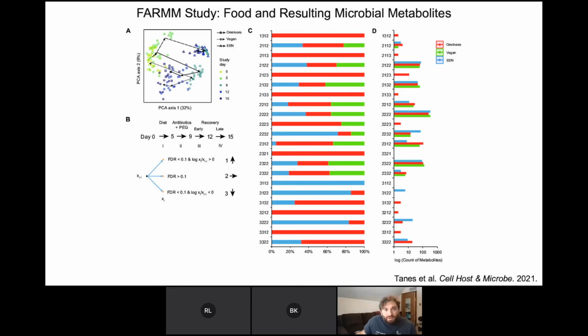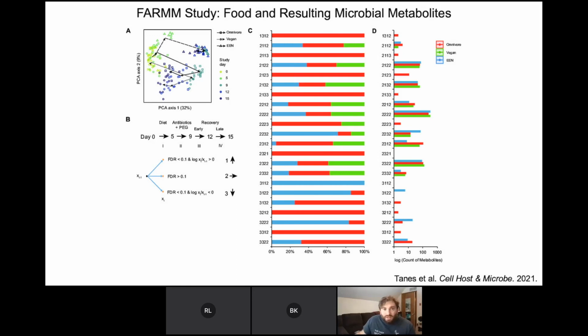And so then what we're able to do is actually look at the distribution of the patterns of these metabolites. We get 4-digit codes. So for example, a code 2222 would mean that that metabolite did not change throughout this entire study within that group. And so in panels C and D here, what you're looking at is the distribution of metabolites by group with specific codes, and then the overall count of metabolites with specific codes in panel D. And the omnivore group is red, the vegans are green, and the exclusive enteral nutrition group is blue.